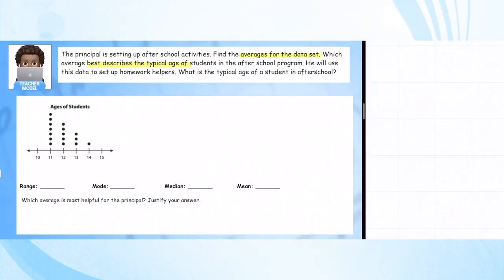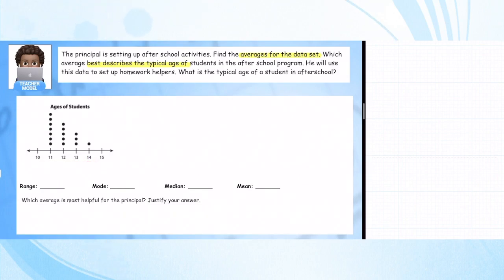The principle of setting up after-school activities: find the averages for the data set. Which average best describes the typical age of students in the after-school program? He will use this data to set up homework helpers. What is the typical age of students in after-school? Just looking at the data, you can see it absolutely peaks here at 11 and then starts to trail off. So there's a skew to the right, but you can see our cluster happening here. So the typical age will definitely be on the younger side, closer to 11, 12 than to 13 and 14. That's just looking at our numbers here.